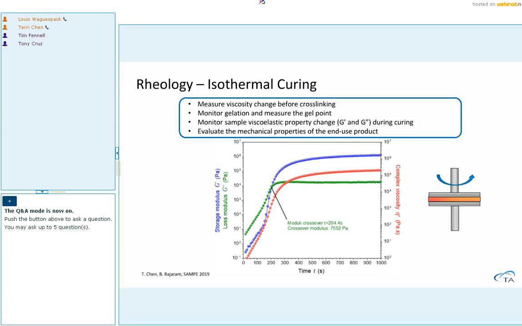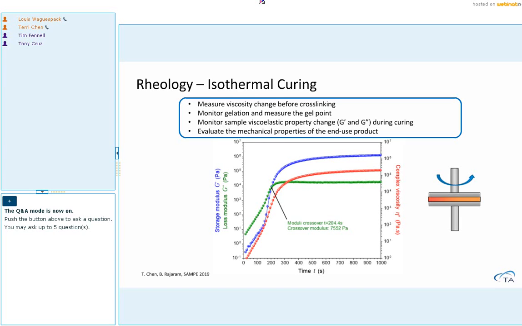Here is a case study result of measuring an epoxy throughout the curing at an isothermal temperature of 80 degrees C. Basically, the sample is loaded to a rheometer with a 25 millimeter diameter parallel plate. This has to be a disposable parallel plate. From this result, you can see that at the very beginning, when you first load the sample, it has pretty low viscosity. It behaves like honey, a low viscosity liquid, where G double prime is greater than G prime. That means the sample behaves liquid-like.